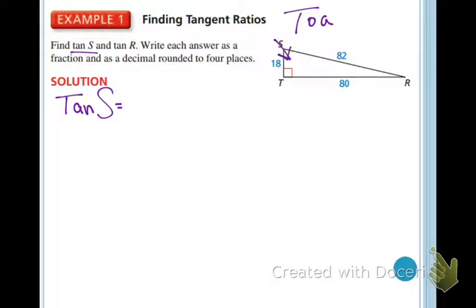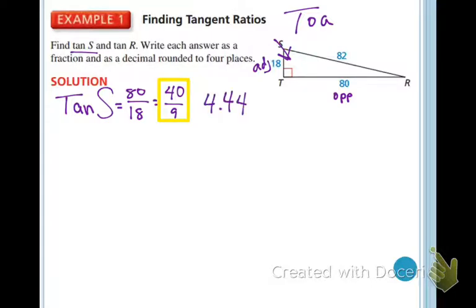So if we're looking into this triangle from angle S, what is the opposite? 80. And what is the adjacent? 18. Why wasn't it 82? That's the hypotenuse. Good. Go ahead and reduce 80 over 18, which makes 40 over 9. So it wants it as a fraction and as a decimal. So what is 40 over 9 as a decimal? We're going to stop at 4 decimals. So 4.4444.